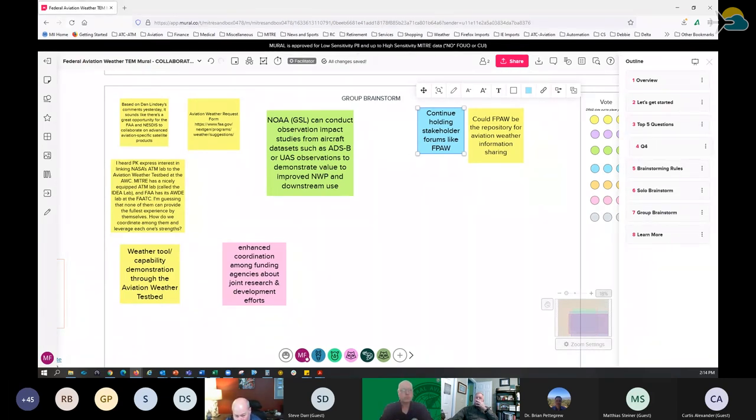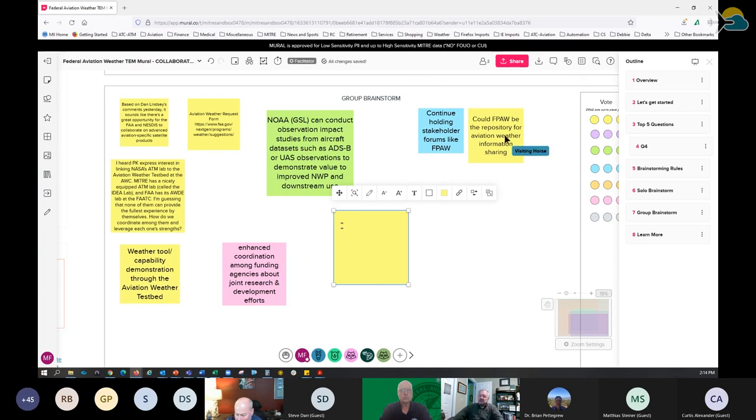Some work we've done with the UK Met to help out with WAFS and to help out with stratus and fog. And just off the top of my head, that's been a nice nexus for collaboration. Okay, thanks, Matt. Dave, Bigger Disco, you got your hand up.